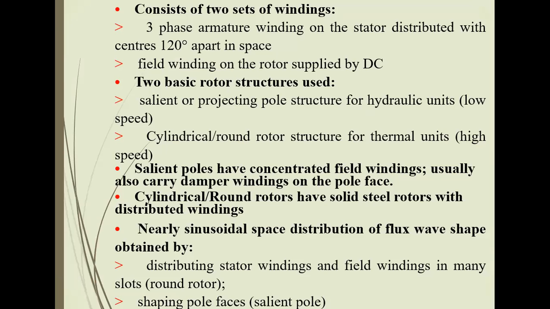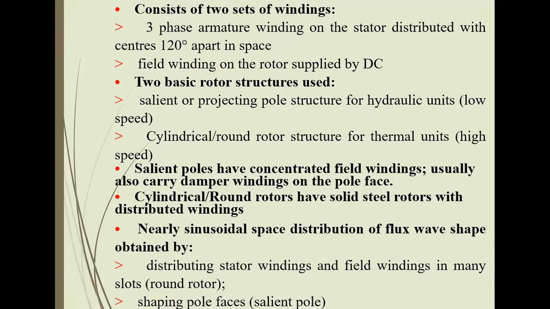So it consists of two sets of winding: three-phase armature winding on the stator, distributed with centers 120 degrees apart in space, and field winding on the rotor supplied by DC. The two basic rotor structures used are salient or projected pole, and cylindrical or round rotor pole.